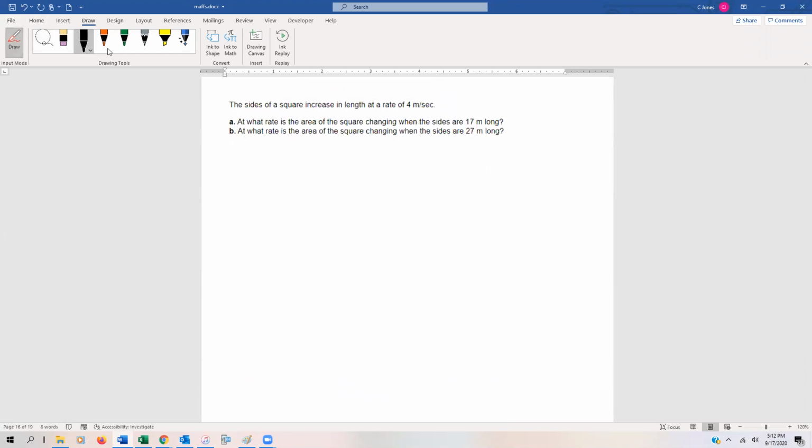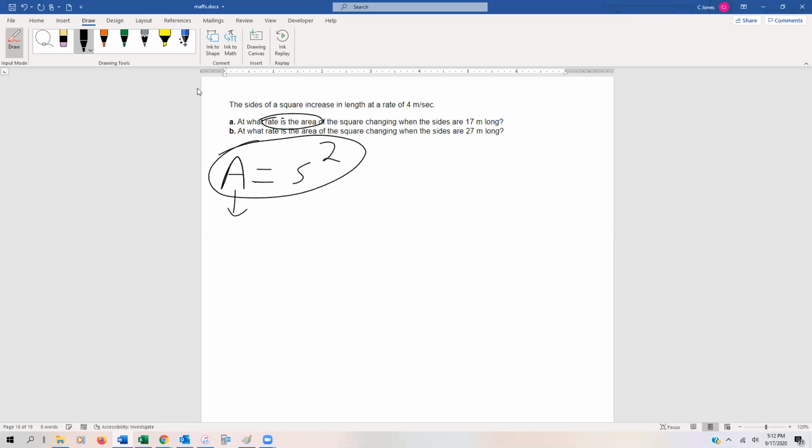A really basic example: we have the sides of a square increasing at a rate of 4 meters per second. At what rate is the area of the square changing when the sides are 17 meters, and at what rate is the area changing when the sides are 27 meters long? Everything's in meters, so that's good. We know that the area of a square is equal to the side squared. That's the first thing we need, a formula to represent the elementary geometric relationship.